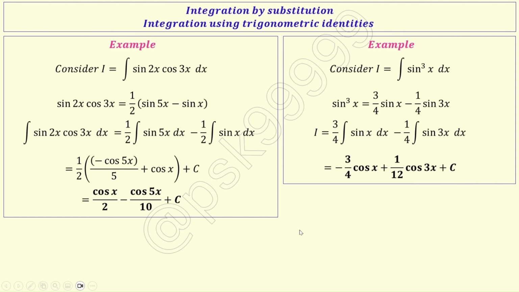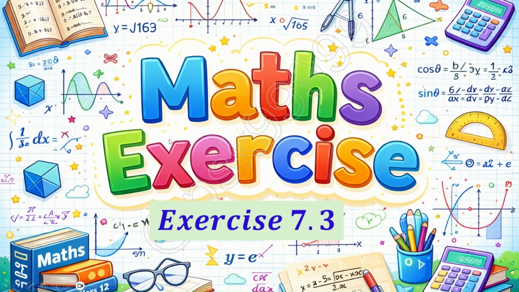Okay, so this is how you solve. This whole exercise is dedicated to using trigonometric identities, simplifying, and then solving the problem. Okay, let's get into the exercise. 7.3.